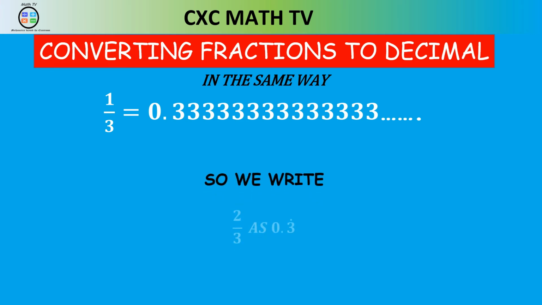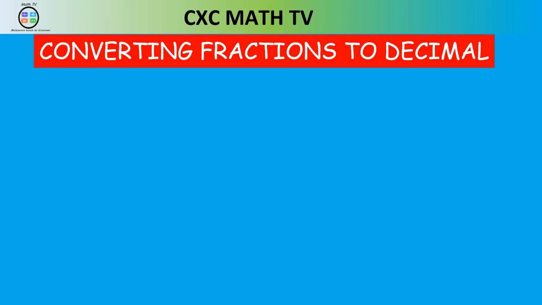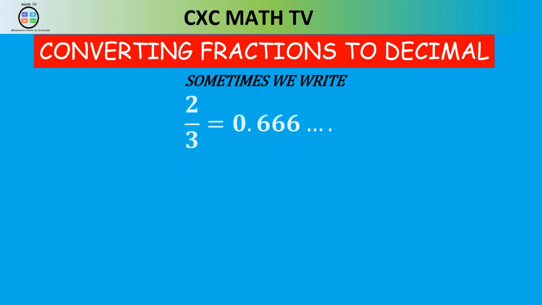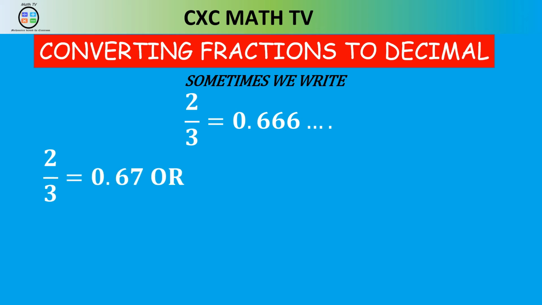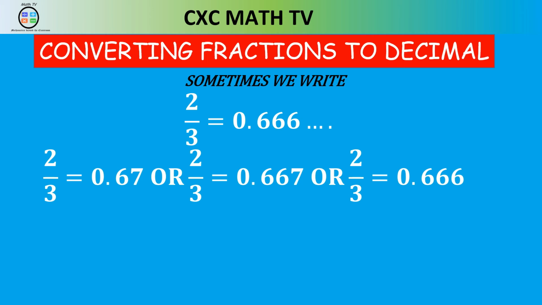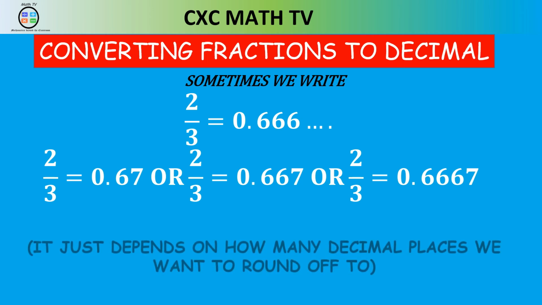Sometimes you might see that persons write 2 over 3 as 0.67. That's when you want to round it off to 2 decimal places. Or you might write 2 over 3 as 0.667 if you want it to 3 decimal places. Or 0.66667 if you wanted it to 4 decimal places. It really depends on how many decimal places you want to write it to, or how many decimal places you're asked to write it to. So that is extremely important to bear in mind.